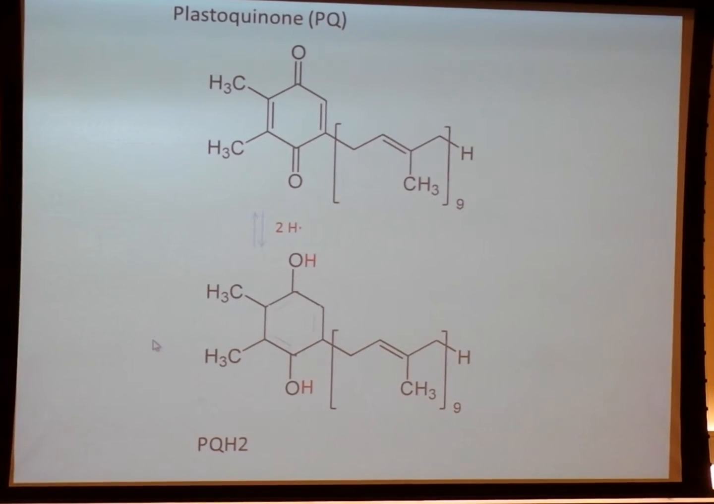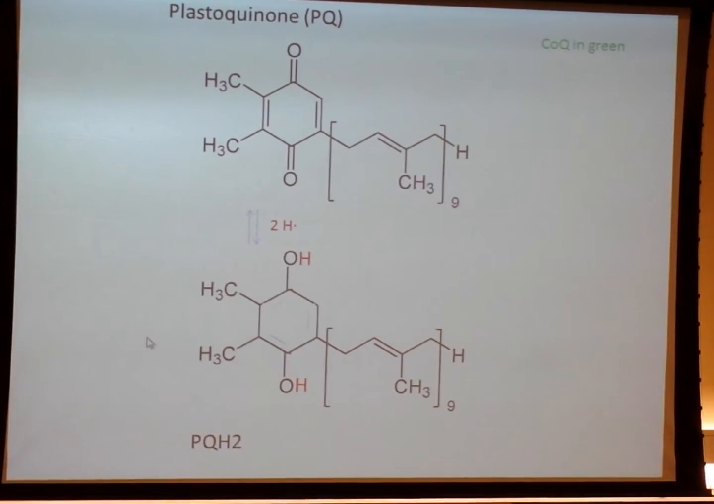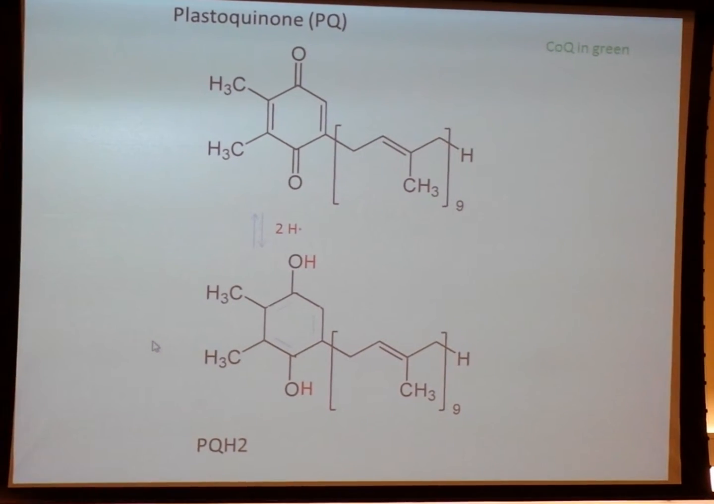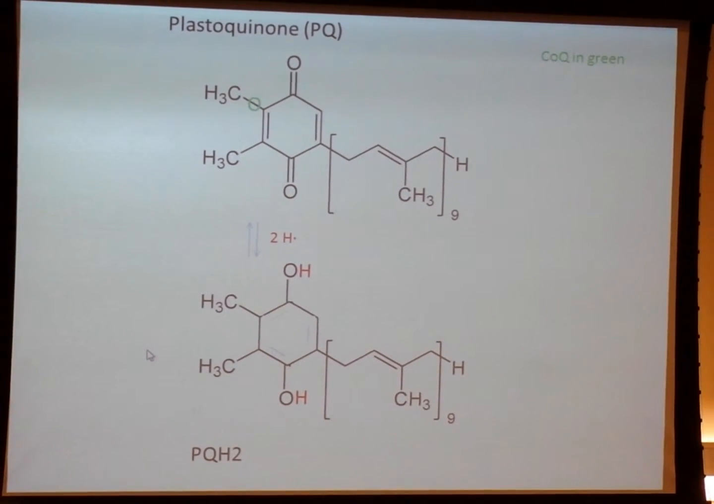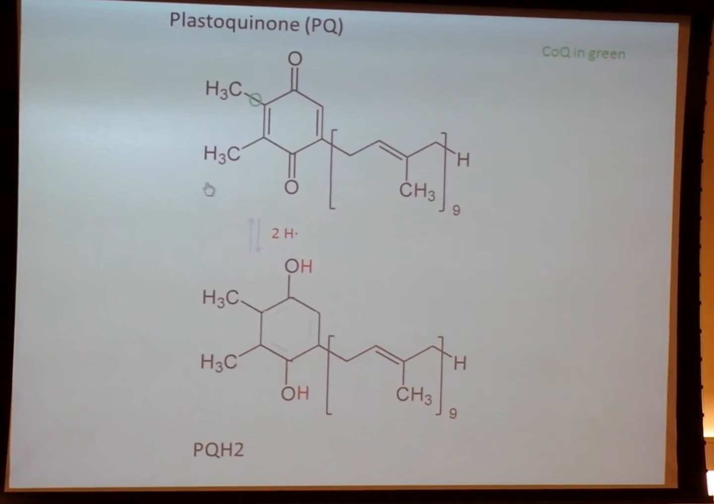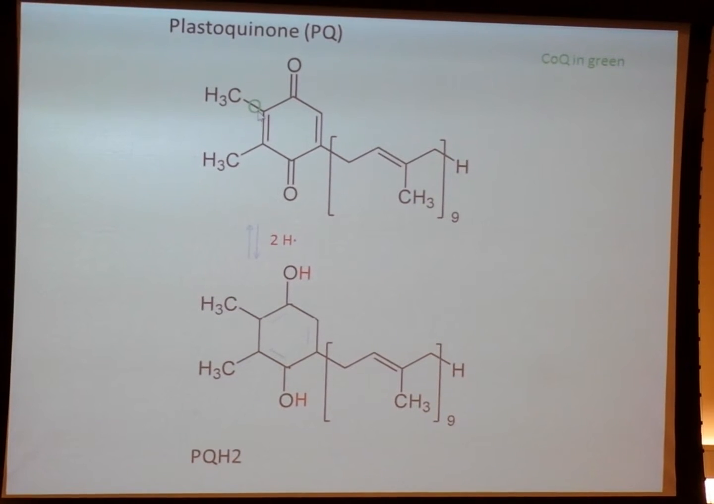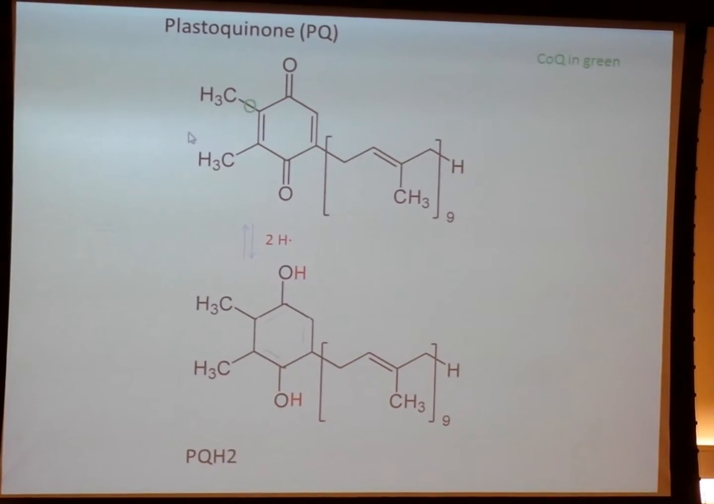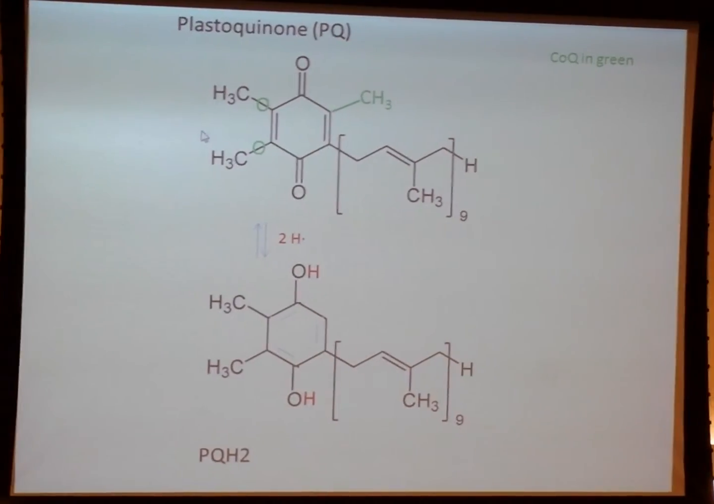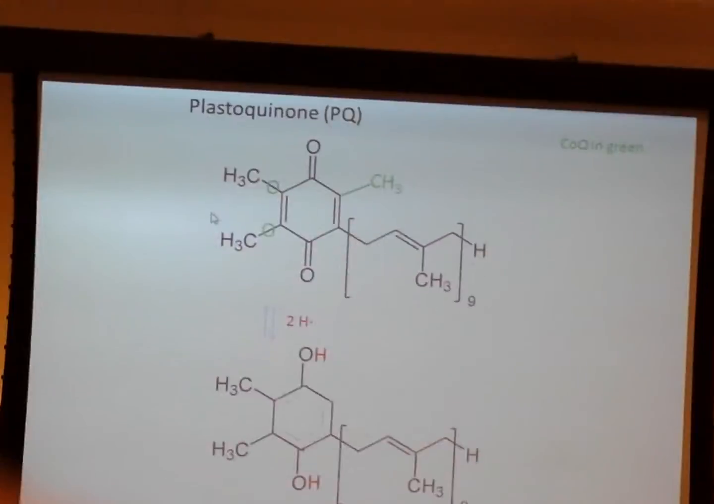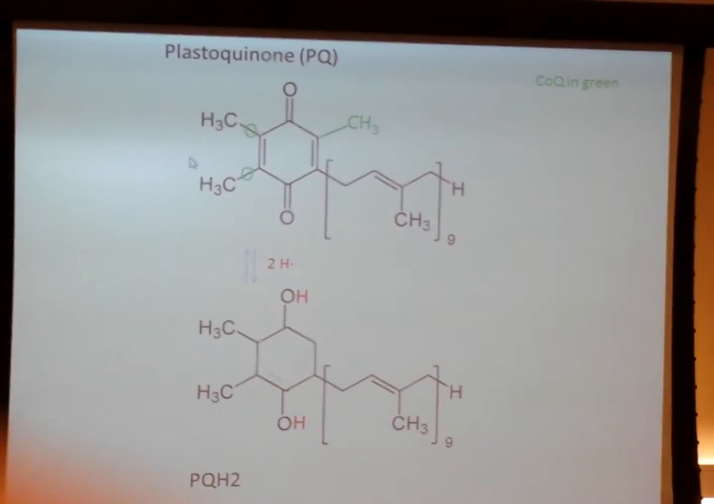Now, the only other thing we have to do is say, well, CoQ, the thing that we've been studying in mitochondria, will make this green. It's got an oxygen in here, so this is an ether linkage, carbon, oxygen, carbon. And it also has an ether linkage there, and a methyl group. The point is, you see that life is using basically the same molecule in the mitochondria.